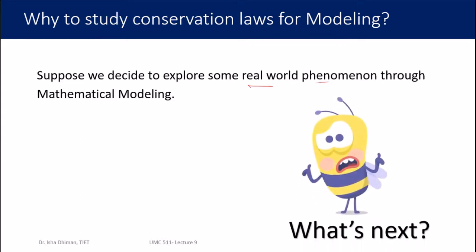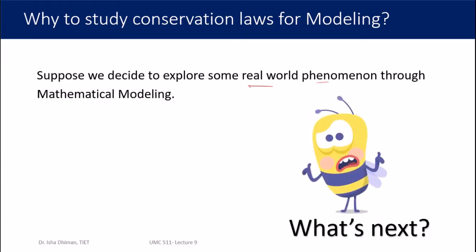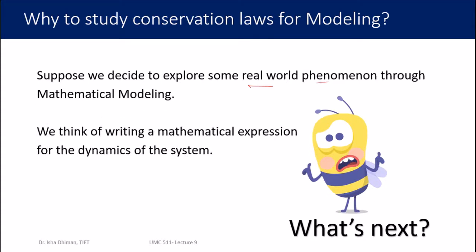So the question arises in our mind, what's next? Okay, you have decided to model, but what should be done next? Where should we start from? We should have something in our hand so that we can write some mathematical expression and start our calculations or analysis based on that. We should have some mathematical equation in front of us. So that's what we start thinking. We think of writing a mathematical expression for the dynamics of the system, depending upon whatever the underlying problem is. That's when conservation laws come to our mind.